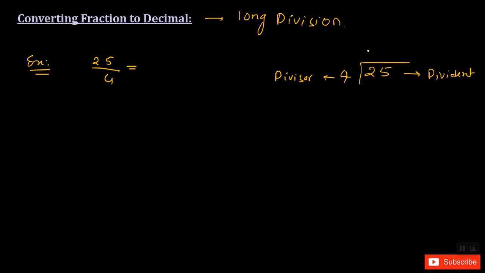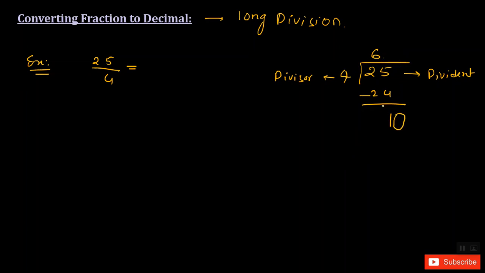So 4 times 6 gives you 24, correct? I can't exceed: 4 times 7 is going to be 28, so I should not cross 25. So I'm taking 4 times 6. Then you have to subtract. 25 minus 24, what do we get? 1, right? Still some part has been left. Whatever we got is called the remainder, and this number is smaller than the divisor. Whenever the remainder is smaller than the divisor, you have to put a point here and take a 0 after putting the point. You can add this number with a 0.